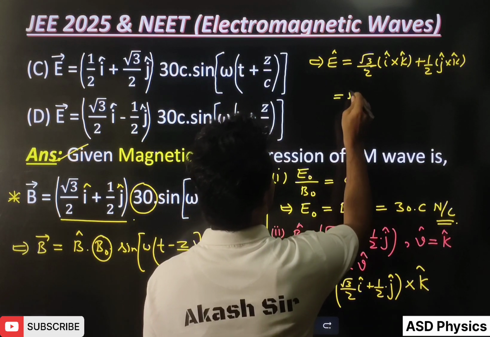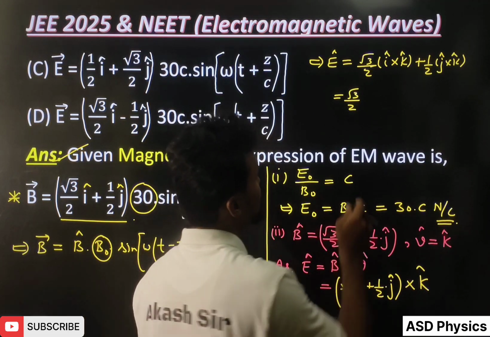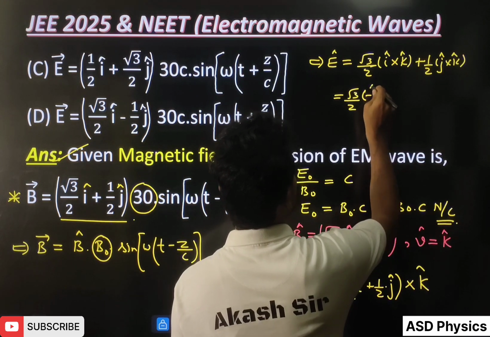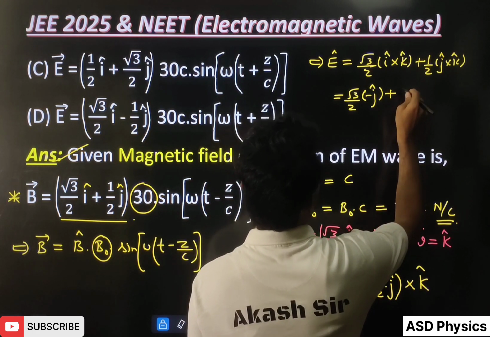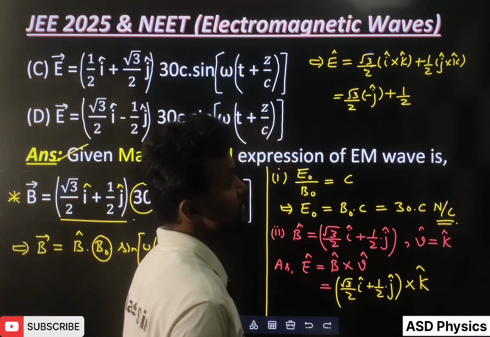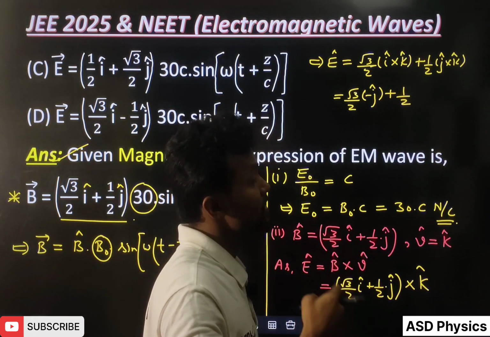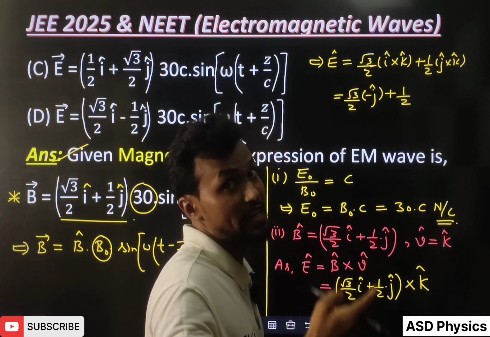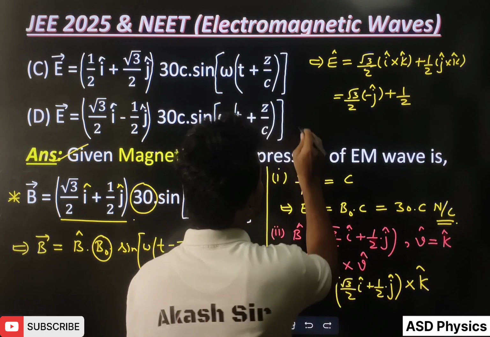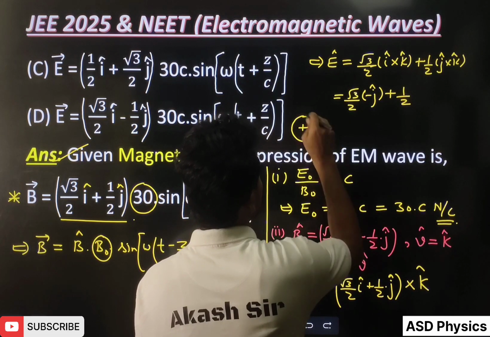So what happened here, students, root 3 by 2, you know very well, I cap cross K cap will be, remember, minus J cap, very basic, plus half J cap cross K cap. You know, I cap cross J cap is K cap, J cap cross K cap will be I cap, and K cap cross I cap will be J cap. Okay, actually the one circle used to be there like this here. This is the plus. I will write here in an anti-clockwise direction.